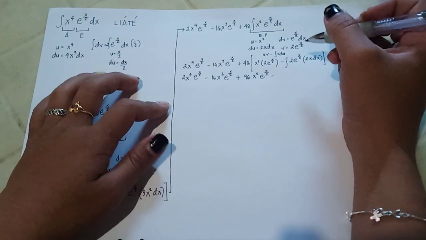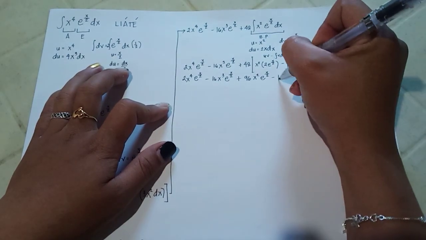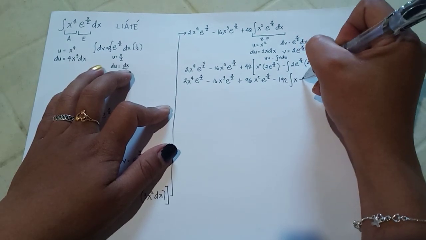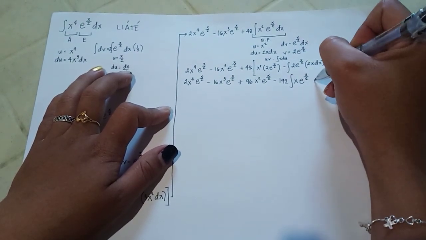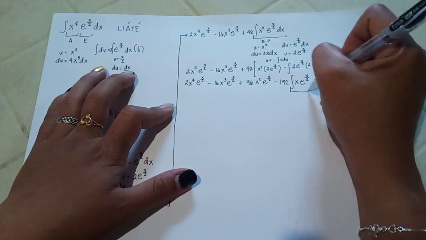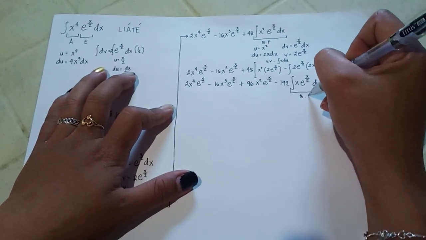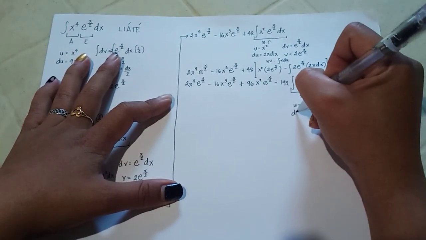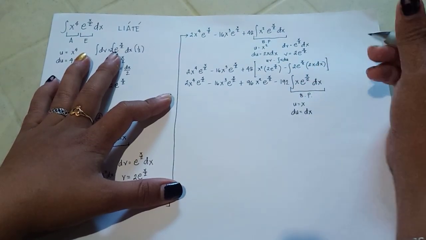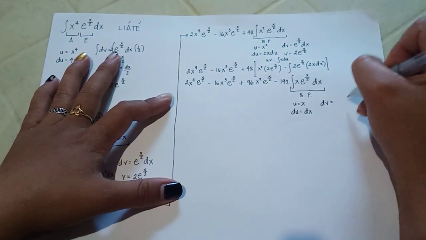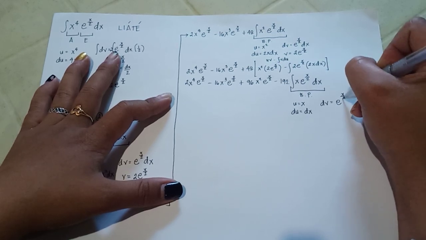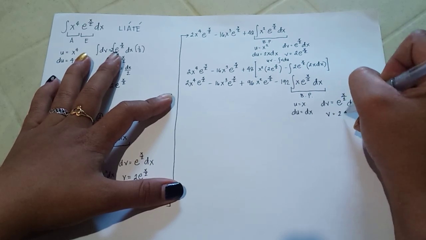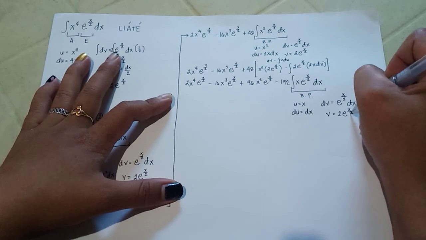So we will now have minus 192 integral of x e raised to x over 2 dx. This part will result in another by parts. So you will set your u as x, your du will be dx. Your dv now is simply the same as before, which is e raised to x over 2 dx. Your v is the same, you will have 2 e raised to x over 2.